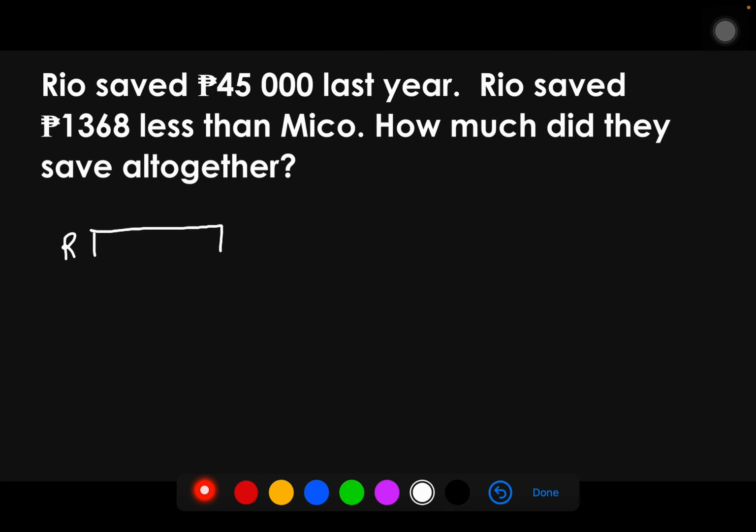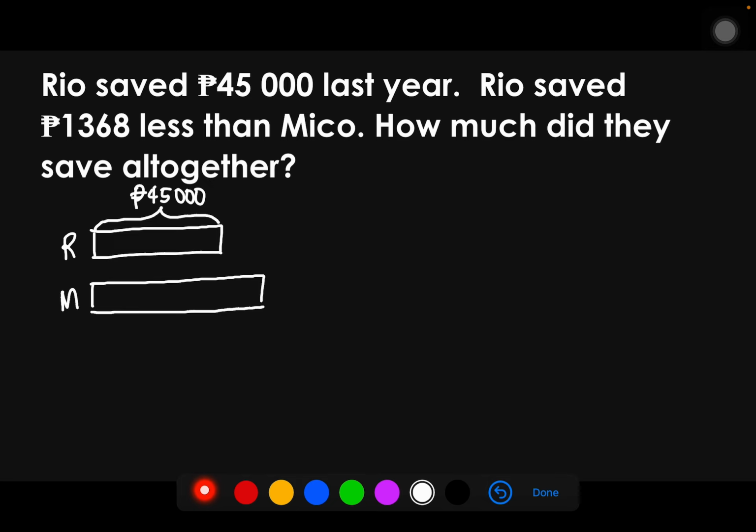So Rio saved 45,000 pesos. It says here that Rio saved less than Miko. So, with that, will Miko's model be longer or shorter than Rio? Since Rio saved less, it means to say that Miko's model will be longer. Okay? It's longer by 1,368.